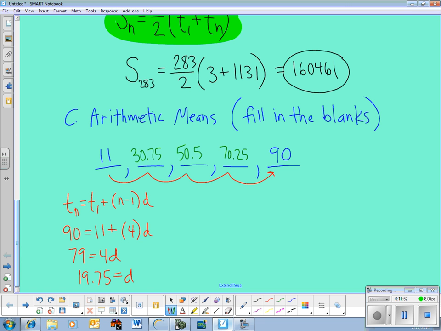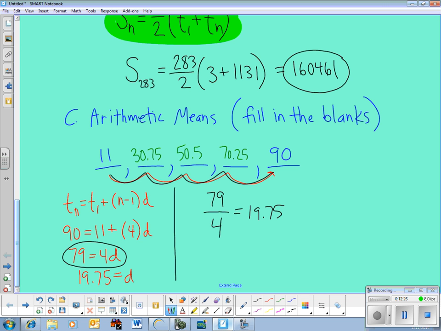The other option, which kind of does the same thing but just more informally: if you need to go from 11 to 90, you need to increase 79. How many steps did you do that in? Well, 1, 2, 3, 4 steps. So I need to take 4 steps that increased me 79. So I'm kind of skipping right down to this part of the equation and dividing by 4 and getting the 19.75.